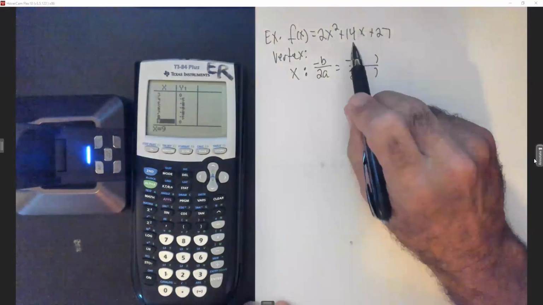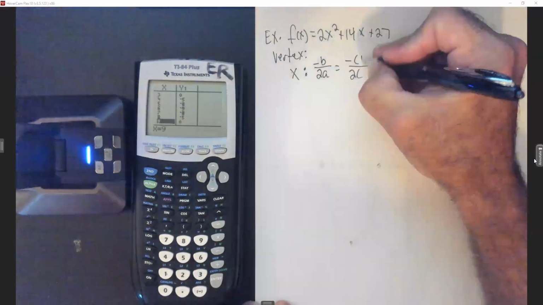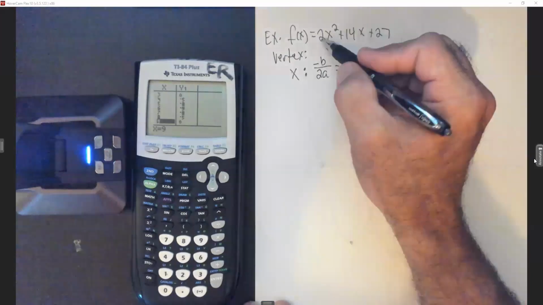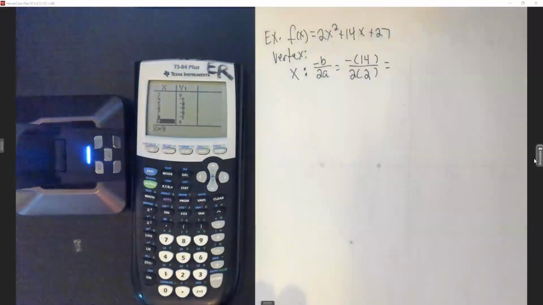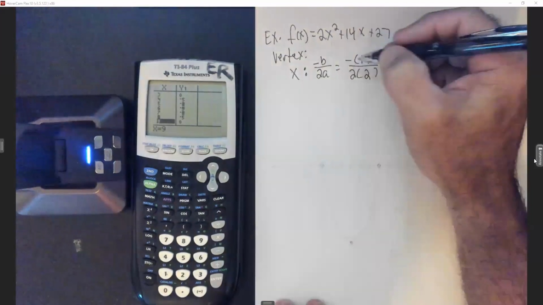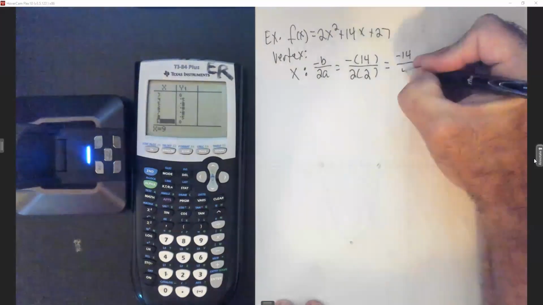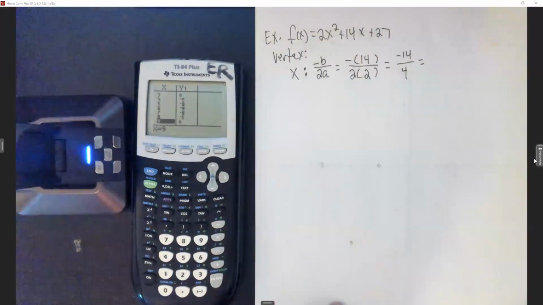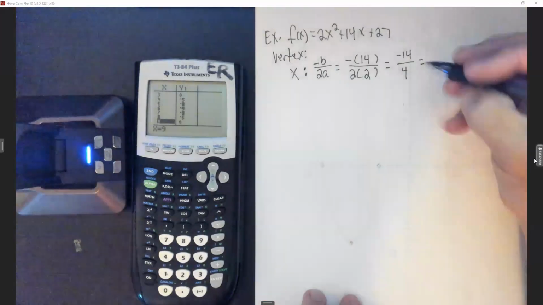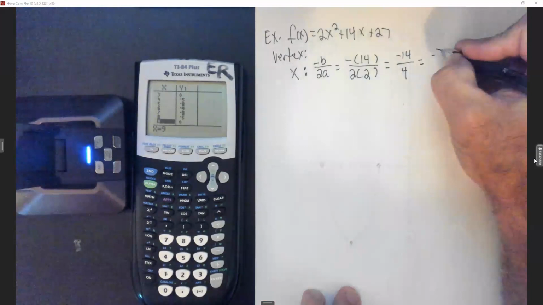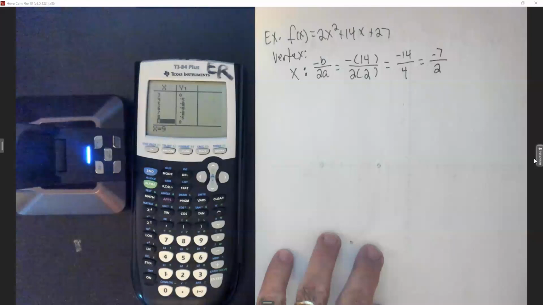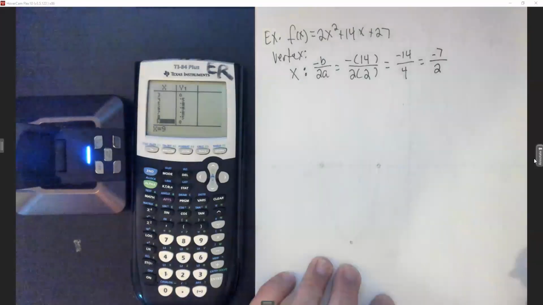All right, this time b is a positive 14 I'm putting in. A is a positive 2. Oh, y'all, look what happens. I get a -14 on top. 2 times 2 is 4 on the bottom. -14 will not divide by the 4, but I can simplify this down. Let's see, both of them divide by what, a 2? So that's going to give me a -7 over 2. So our vertex has a fractional x value.